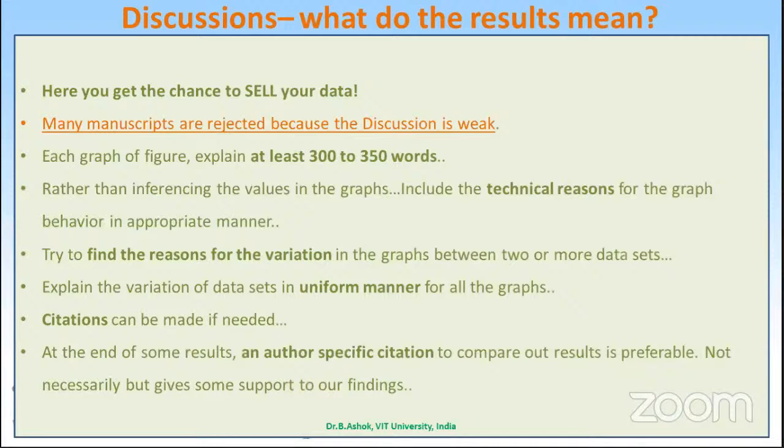See, not only have I got these results, similar kinds of results were also reported in previous papers. So it will give an added advantage. There is nothing wrong with providing citations in the results and discussion section. At the end of some results, not all the results, author-specific citations to compare the results are preferable. Not necessarily, but it gives some support to our findings.